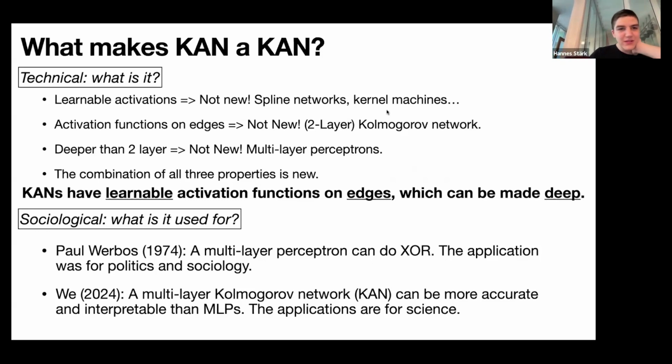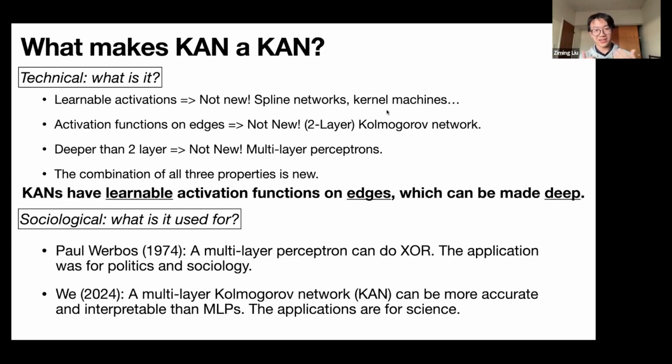All right, let's go. So I think this is also related to what people are saying, that KANs are just MLPs. So the question is, what's the novelty of KANs? From a technical level, what makes a KAN a KAN? KAN has learnable activations, which is not a new idea. People have spline networks, kernel machines. KANs have activation functions on edges, which is again not new. The two-layer Kolmogorov network already does that, although our writing makes it more explicit, contextualizing it in more than deep learning.